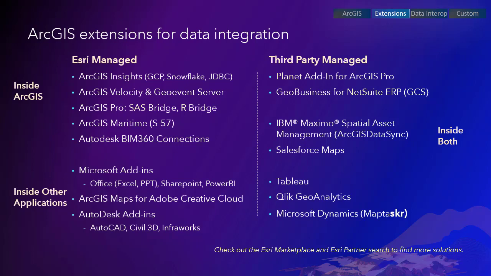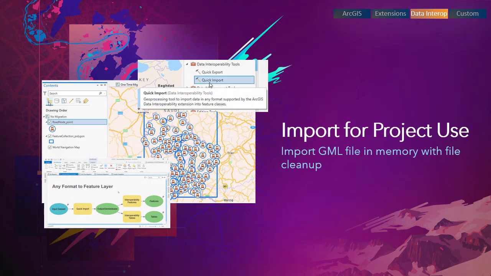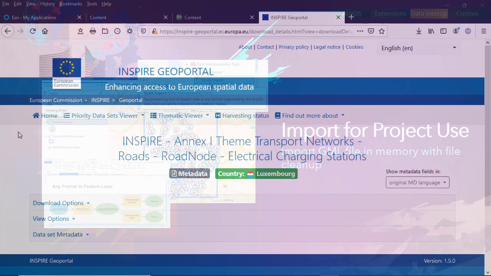Then we also have third-party add-ins that bring third-party data and data systems data into ArcGIS, as well as into other third-party systems that are provided by ArcGIS partners, which you can find out more information about at the Esri Marketplace and Partner Portal. Now, for Data Interop extension, Bruce is going to walk us through how we can use the Data Interop to quickly import non-supported file types.